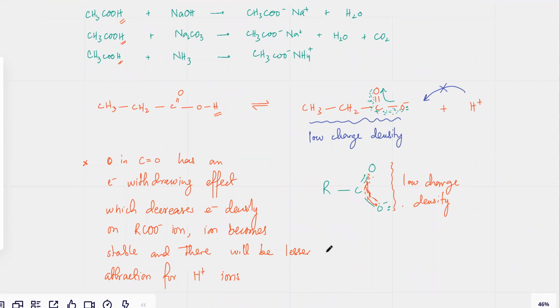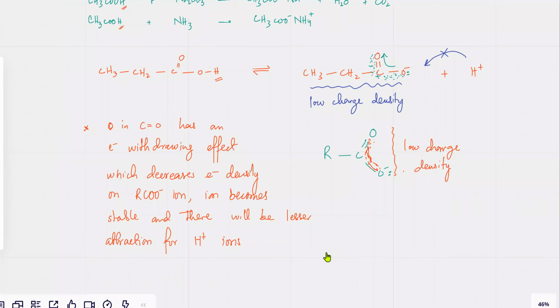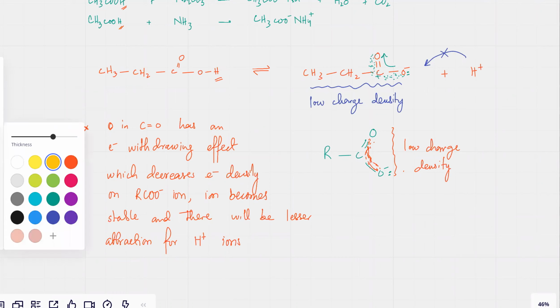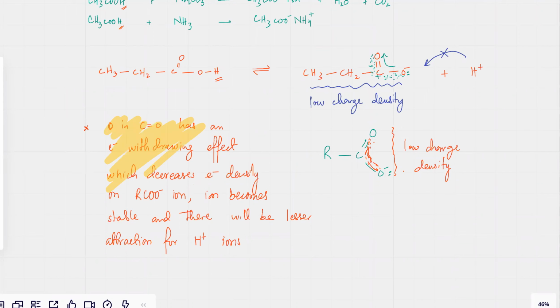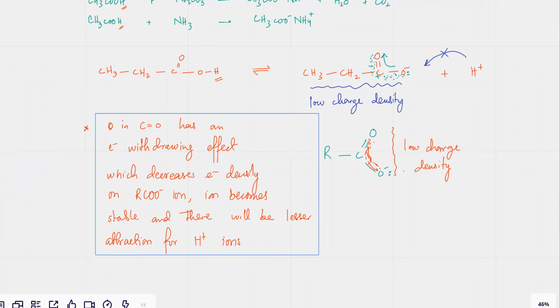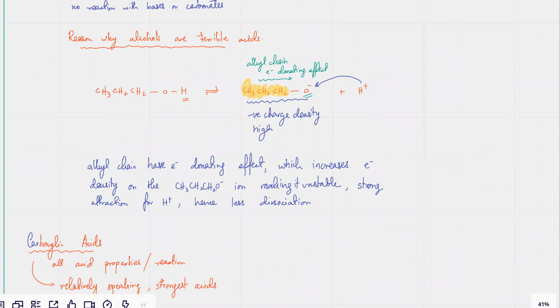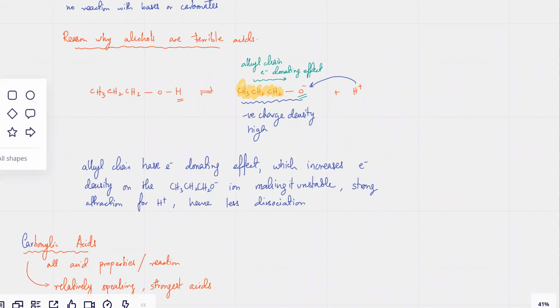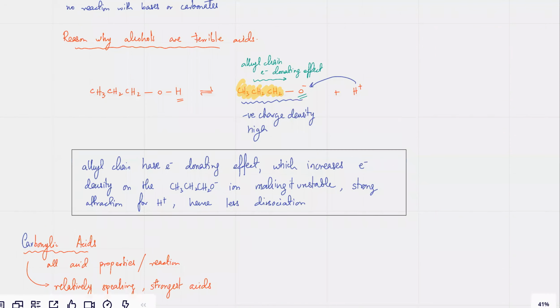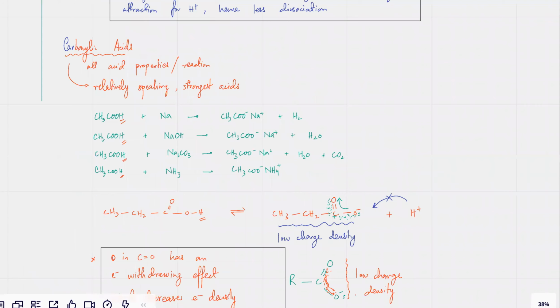You should know, this is the part that's important. Let me just highlight this. We'll just put a box around it, just a second. So this explanation, you're going to be frequently asked about. And the other one was the previous explanation, why alcohols are such bad acids. You have to frequently give reasons for this. Now, you have done alcohols and carboxylic acids.